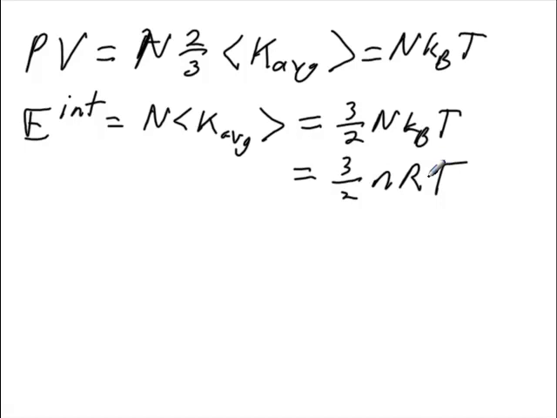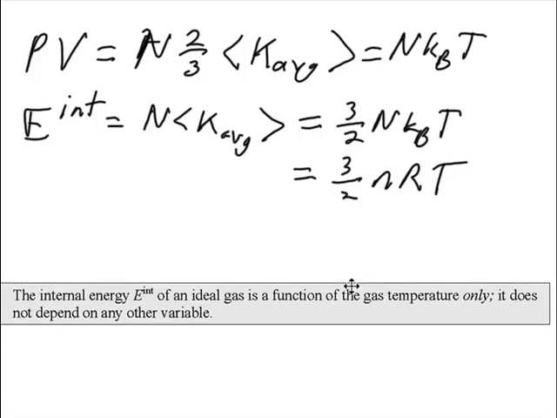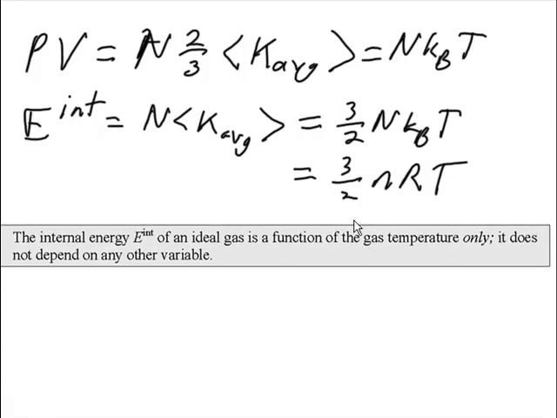It doesn't depend on the volume, it doesn't depend on the pressure, it doesn't depend on anything other than the number of moles and the temperature when we're talking about the internal energy of an ideal gas. That is this statement right here. The internal energy, E internal, of an ideal gas is a function of the gas temperature only. It does not depend on any other variables. So that's one interesting thing that we come to.